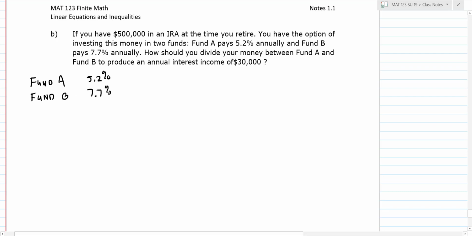We're going to play with it. We're not going to do it algebraically yet. So we're going to pick some money. We have $500,000. All right, so let's just divide it up.